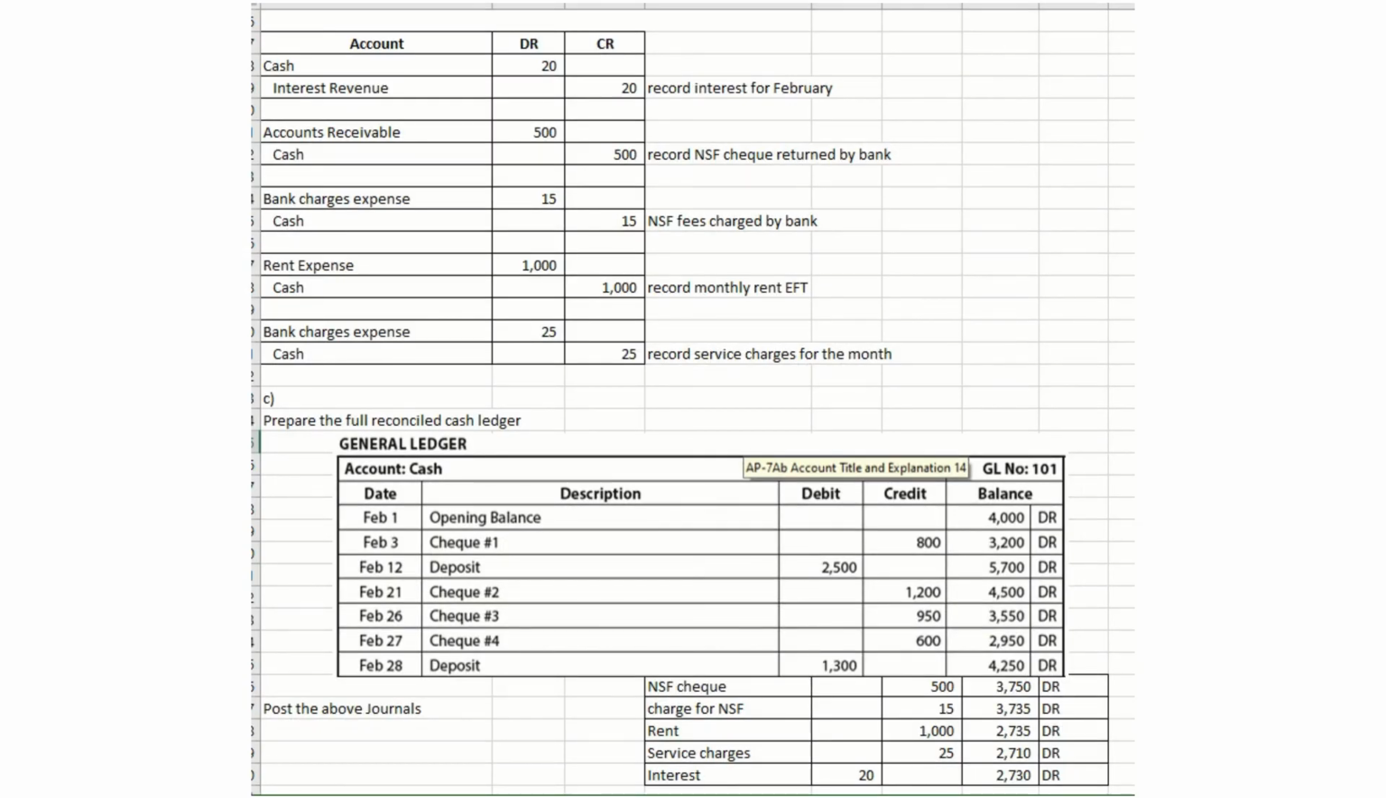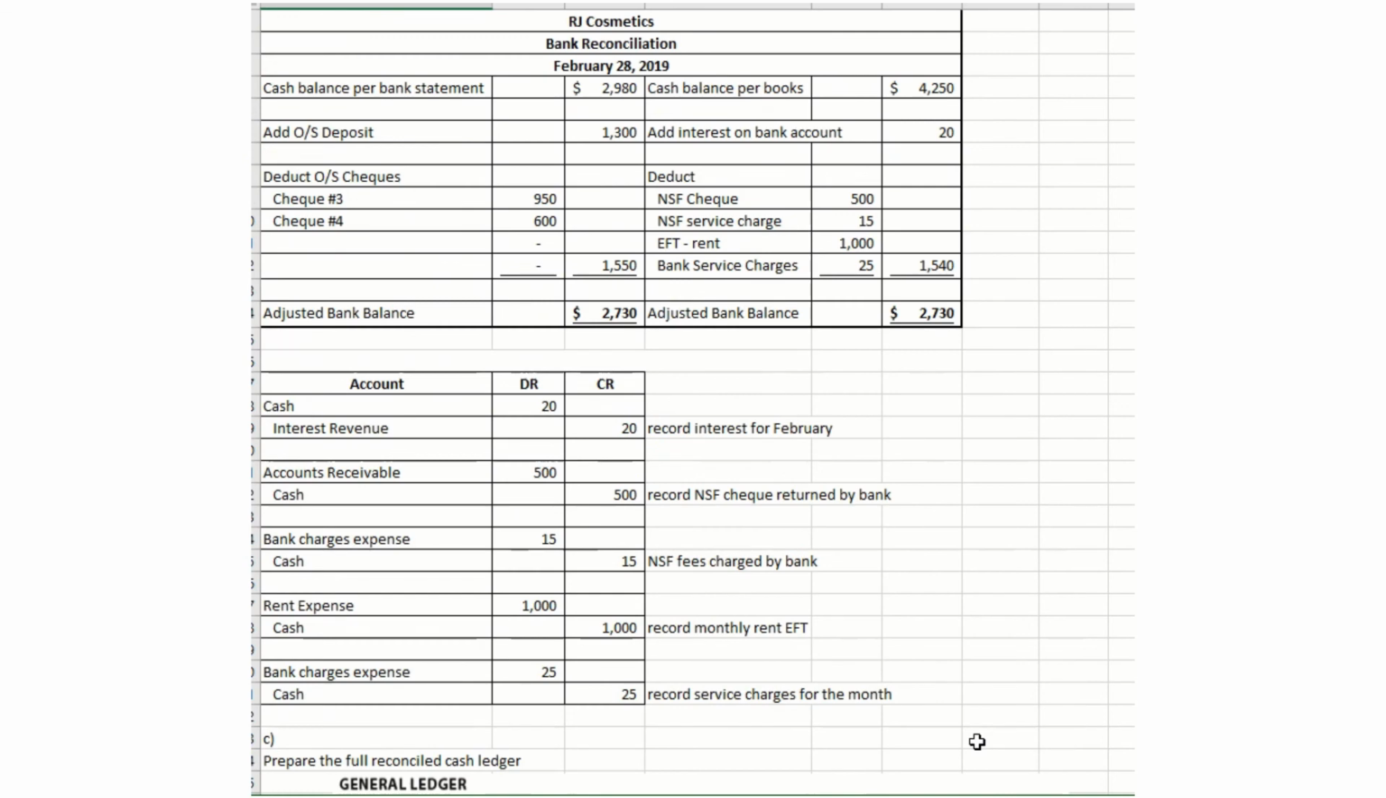The next step of this problem says to prepare the full reconciled cash ledger. So we were provided the original cash general ledger, which had a balance of $4,250 debit. And we need to post the journal entries we've just created. So we've got 4 credit amounts, as indicated by the journal, 1 debit amount of $20. So therefore, our adjusted or fully reconciled cash ledger balance would now be $2,730 as a debit, which balances to our bank reconciliation amount expected.